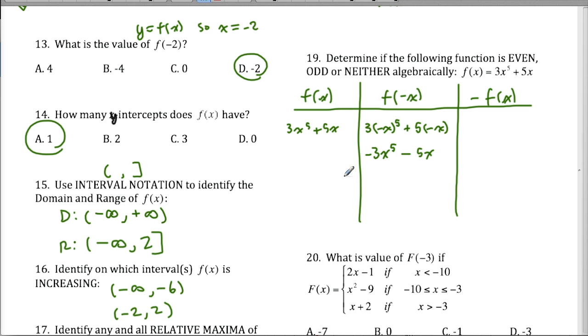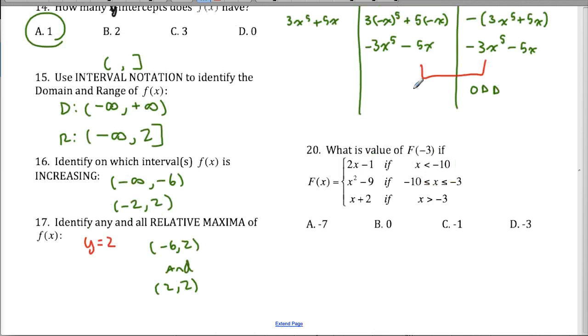Okay, so first of all, I see that these first two columns don't match, so it's not going to be even. So now I take the opposite of my function, which is 3x to the fifth plus 5x. The opposite of that, distribute the negative sign, becomes negative 3x to the fifth minus 5x. And if you look at this, these two columns match up, so that means that this f of x is an odd function.